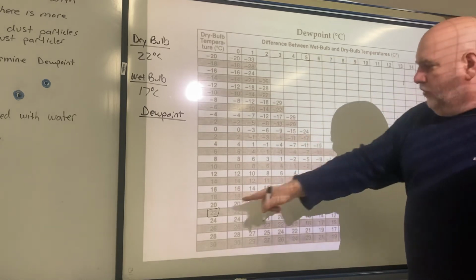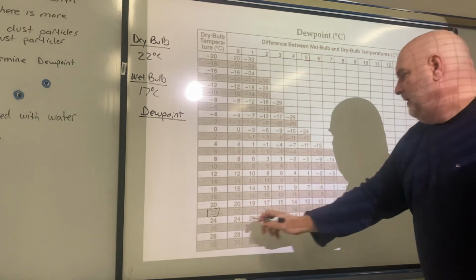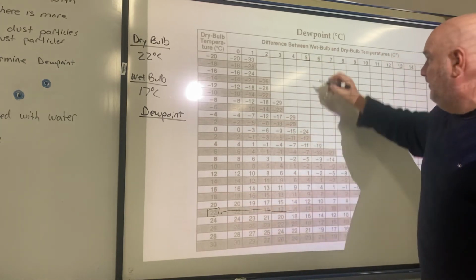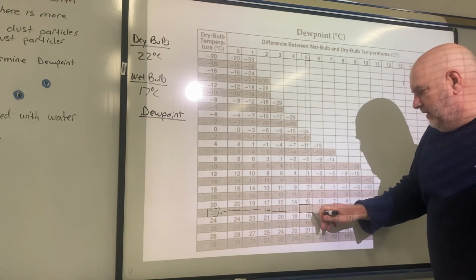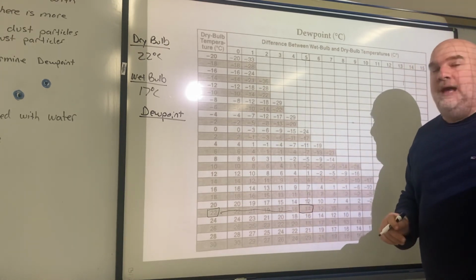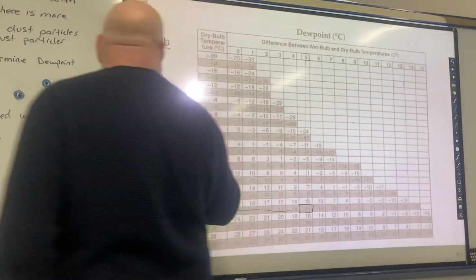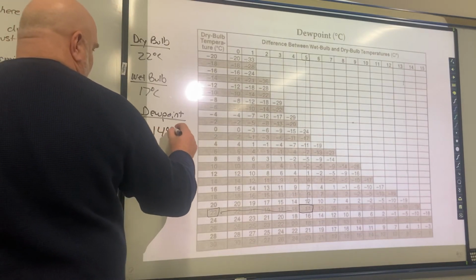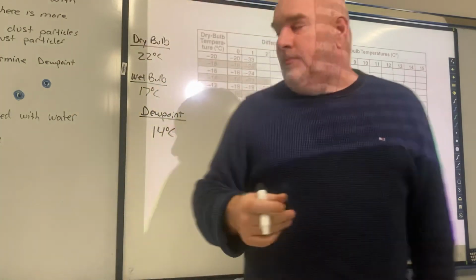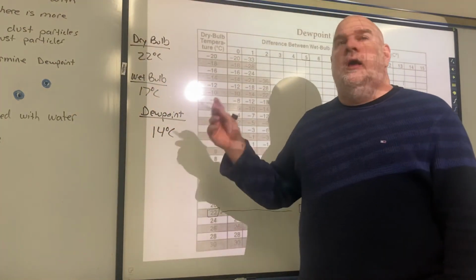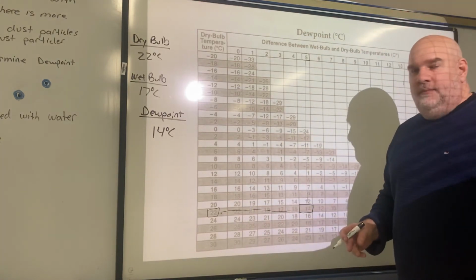So dry bulb 22, difference between wet bulb and dry bulb 5. I come over like this, and I come down like this. That number right there is the dew point temperature in this room right now. So it's 14 degrees, the dew point is 14 degrees Celsius. What that means is if I were able to cool down the temperature in this room to 14 degrees Celsius, condensation would start to happen. So I found my dew point.